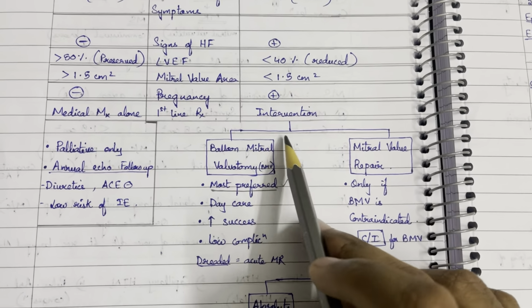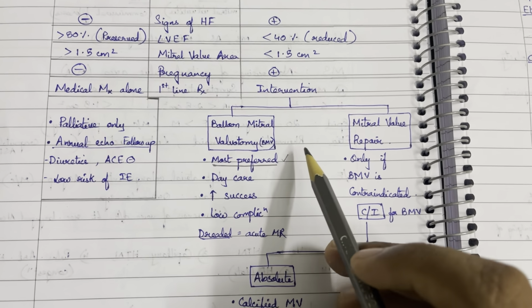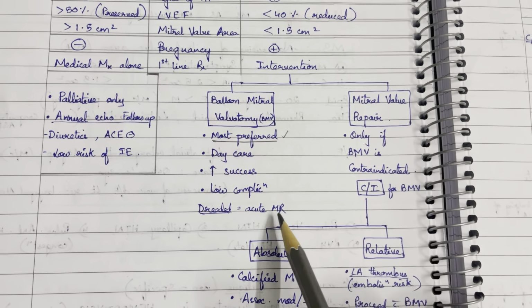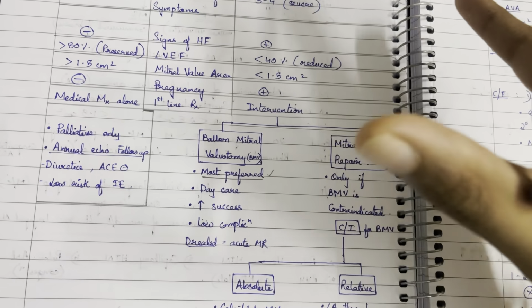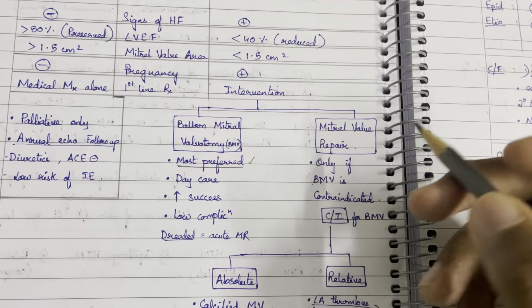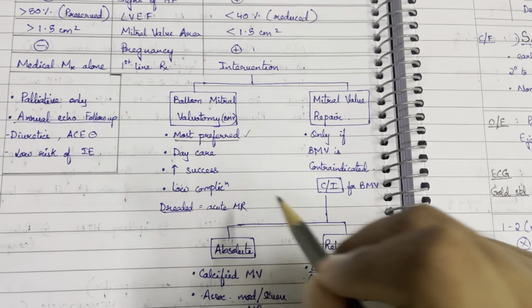But intervention, see, you'll do balloon mitral valvotomy. It is most preferred. Okay, it's a daycare procedure, but the dreaded complication is acute MR. Okay, so you are opening the balloon. So again, the balloon can dilate too much. You can have MR in MS. So mitral valve repair only if BMV is contraindicated.